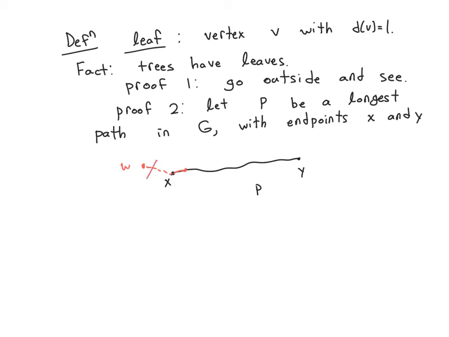No such w exists. So if the degree of x is bigger than 1, then x must lie on another edge. Where does the other endpoint of the edge have to be? It has to be on the path. Congratulations, you have found a cycle. So we found a cycle in a tree.